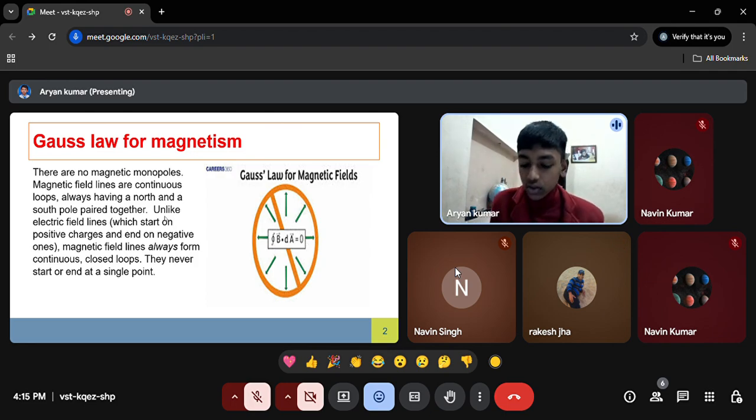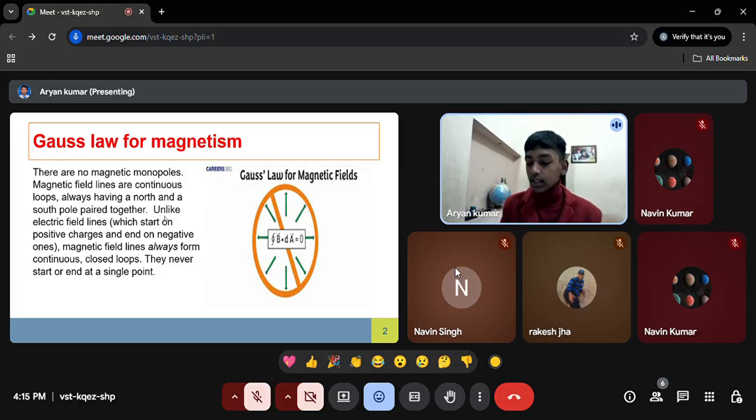Okay, so the Gauss law of magnetism is that magnetic field lines always form continuous loops, and they are closed. They originate from a north pole and end at a south pole, but critically they continue inside the magnet from the south back to the north.